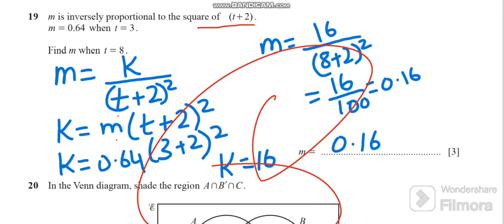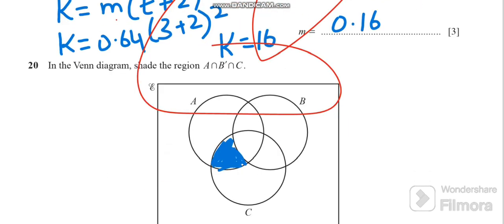Then when using 8 as t, we have to calculate the value of m. So 16 divided by 8 plus 2 to the power of 2 is 100. So 16 divided by 100, that is 0.16. So the value of m is 0.16.